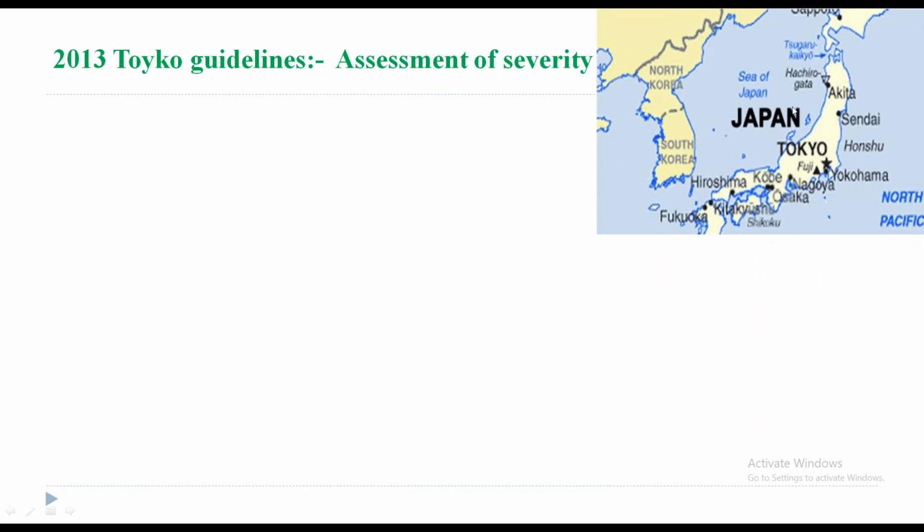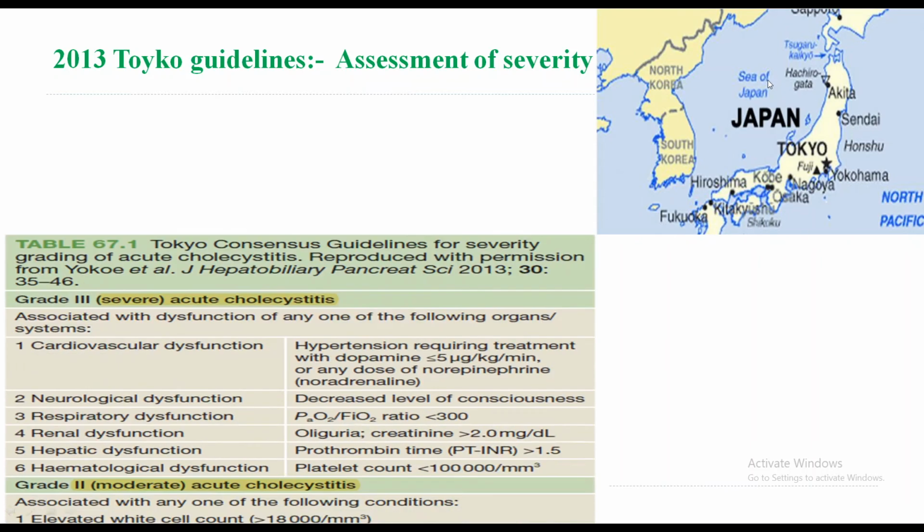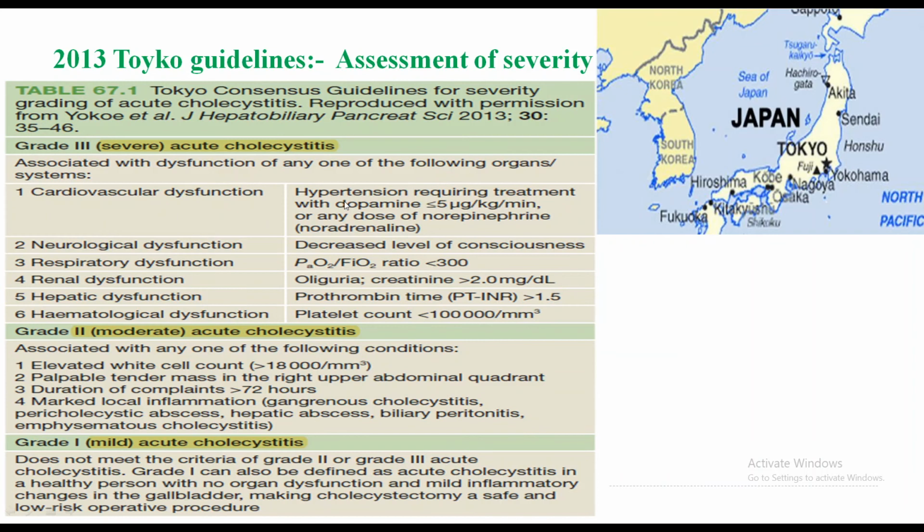Now, the Tokyo guidelines assess the severity of cholecystitis. So Japan is having the Tokyo. What does this say? It is severity for acute cholecystitis, so you have to grade it. Grade 3 is severe, grade 2 moderate, grade 1 is mild. You can see this table from Bailey and Love.